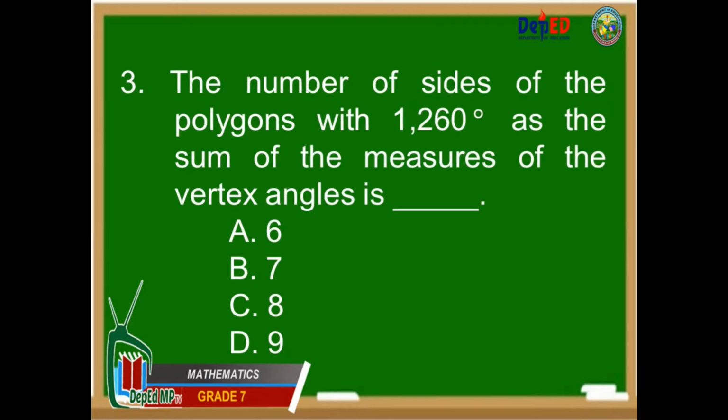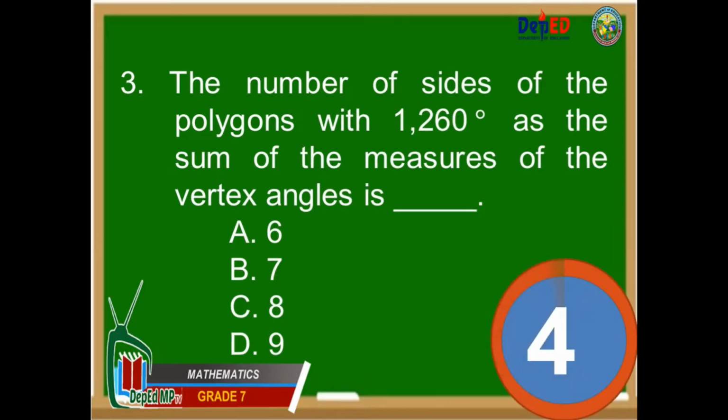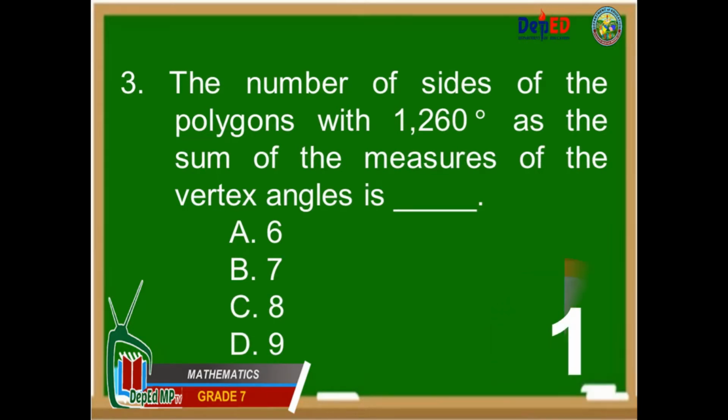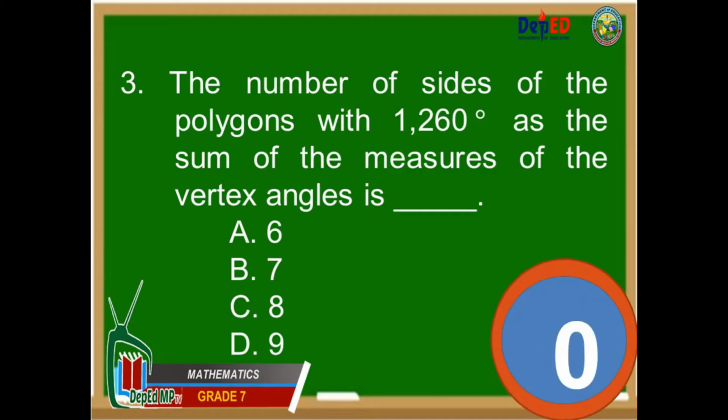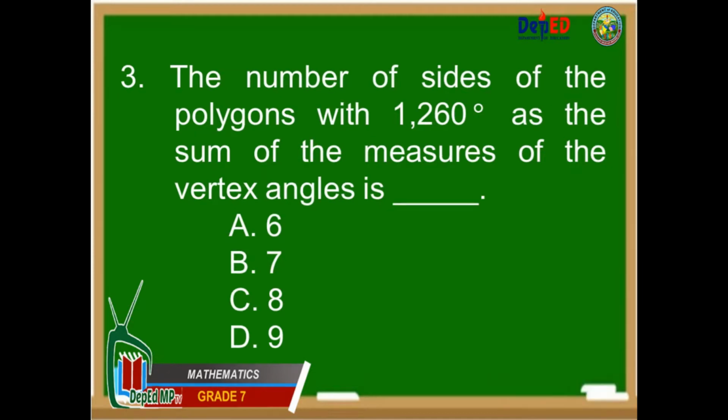Number 3. The number of sides of the polygons with 1260 degrees as the sum of the measures of the vertex angles is blank. Letter A, 6. Letter B, 7. Letter C, 8. Letter D, 9. And the answer is letter D.